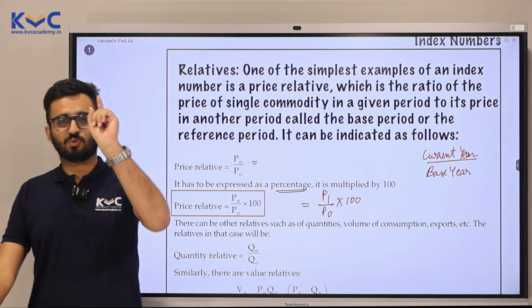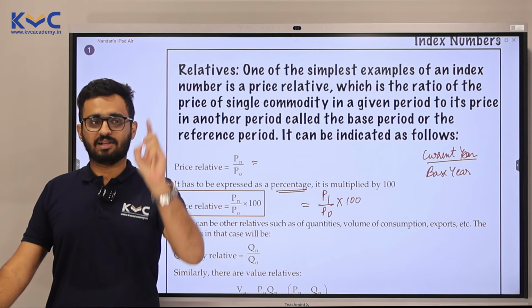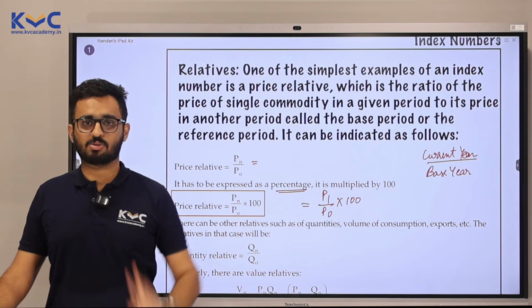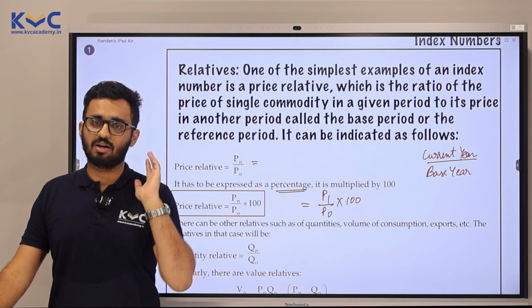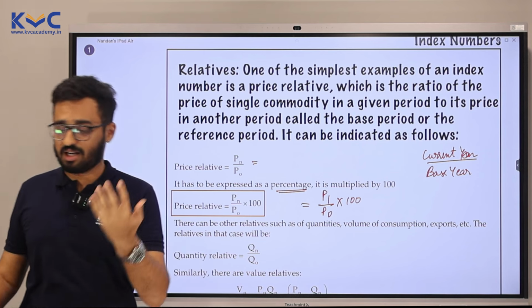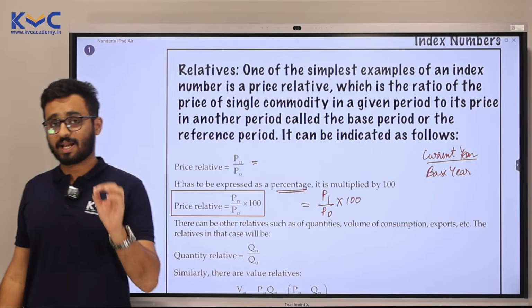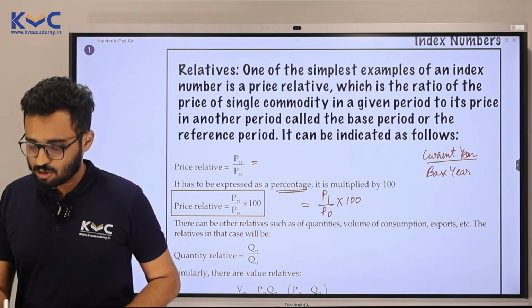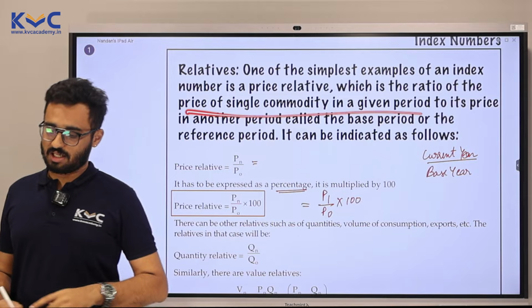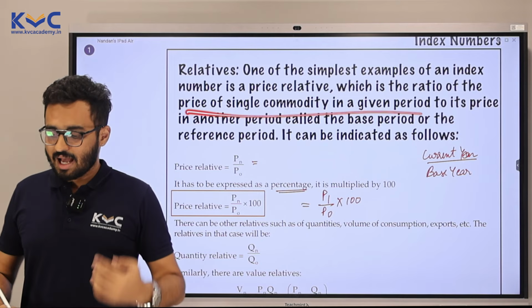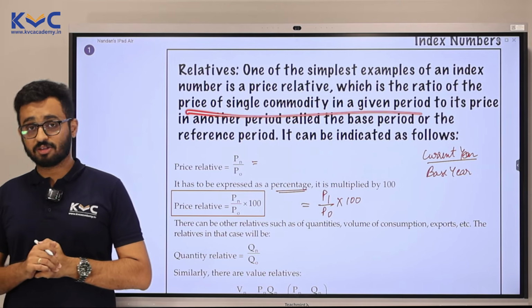So if it is one single commodity and just a comparison from the base year to the current year, we call it price relative. It is in fact an index number, right? One of the simplest examples of an index number is a price relative, which is the ratio of the price of a single commodity in a given period to its price in another period called the base period or the reference period.